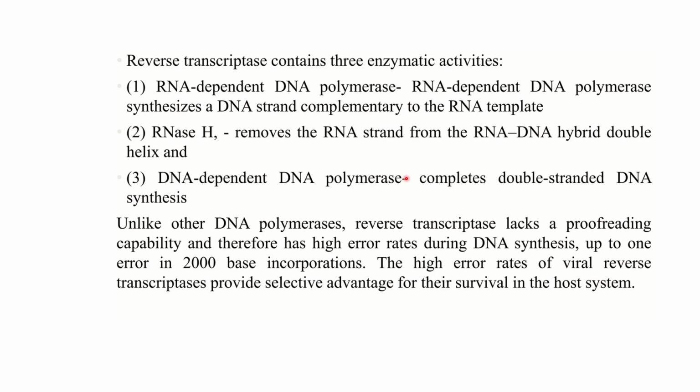So unlike other DNA polymerases, this reverse transcriptase enzyme lacks a proofreading capability and therefore has high error rates during DNA synthesis, like up to 1 error in 2000 bases. This high error rate of viral reverse transcriptases provides a selective advantage for the survival of the virus in the host system. So this also makes it very difficult to design or synthesize a vaccine against a virus, because they replicate very fast, and the sequences can evolve and change very quickly. So that makes it hard for vaccine development.